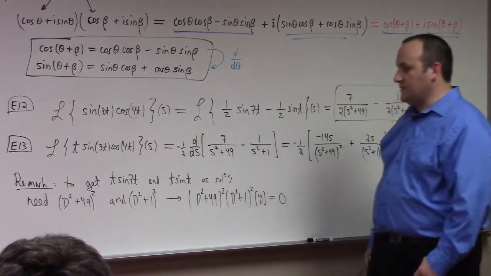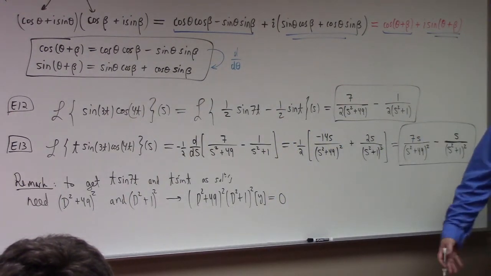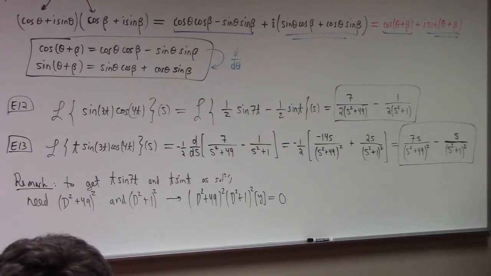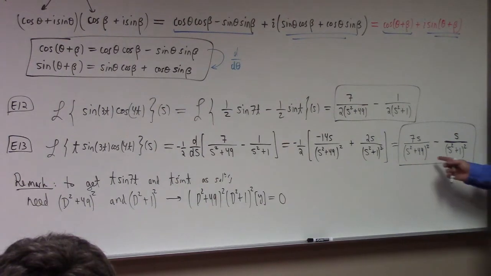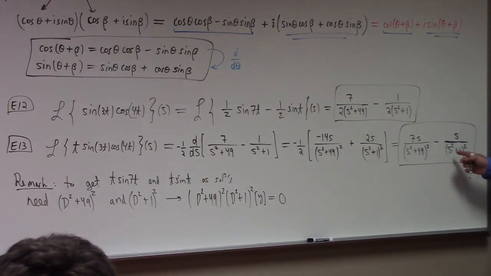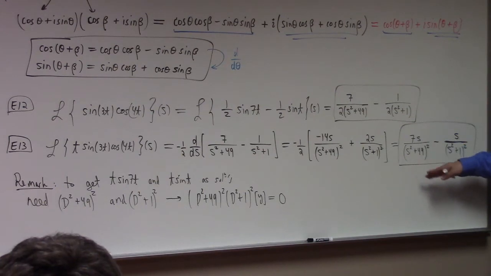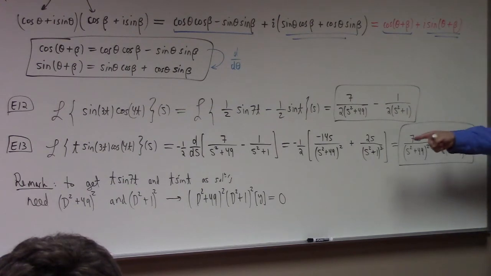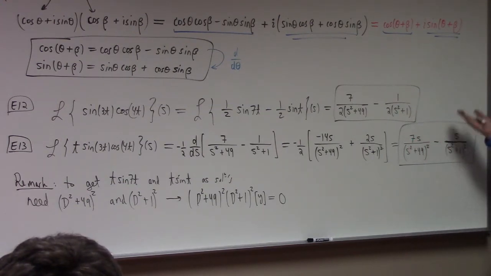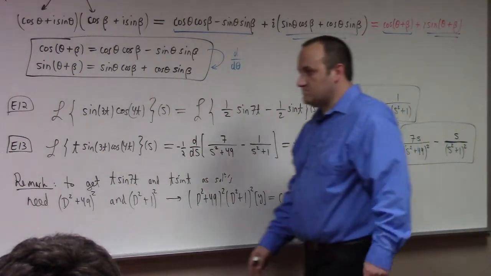That would pick up t times sine of 7t or sine t as solutions. Now, if you were to make a common denominator here, you would have an 8th order thing. You'd have s squared plus 49 squared times s squared plus 1 squared as the denominator, and that would be the characteristic equation which popped out of taking the Laplace transform of that thing. So, yeah.